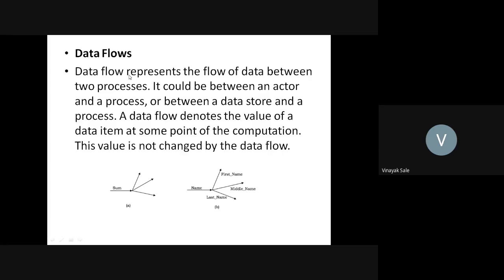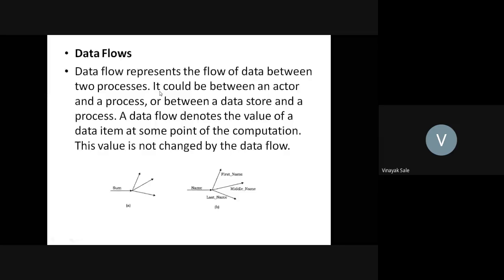Second is a data flow. Data flow represents the flow of data between two processes. It could be between an actor and a process, or between a data store and a process. There are data flows from two processes: first, either actor and process, or between data store and process. But in these two cases, the process is common.